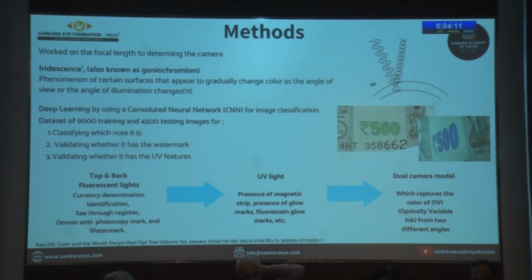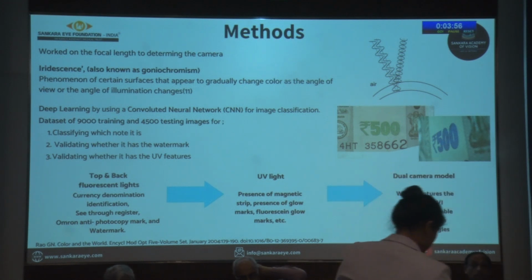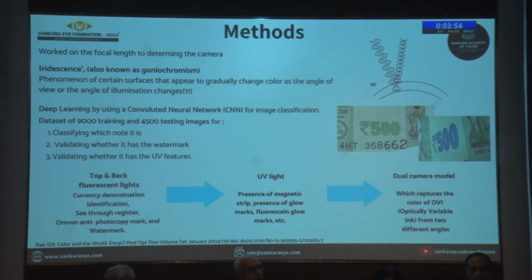So we worked using some of our principles. We looked at the existing UV-based currency identification system that is there in most of our hospitals. We worked on the height of the machine, looked at the focal length, and determined what camera we could use. We understood that there's a principle called iridescence, where if you look at a device from two different angles, the color becomes different. So we then captured images. We used about 9,000 training and about 4,500 testing images to classify the note, validate the watermark, and look at UV features.